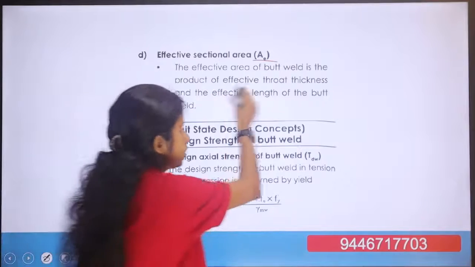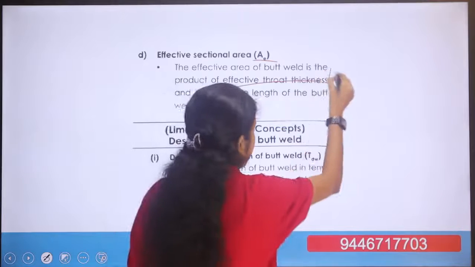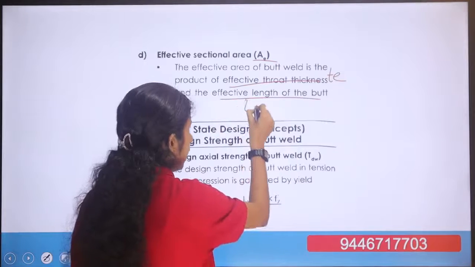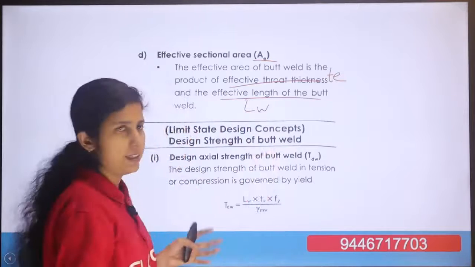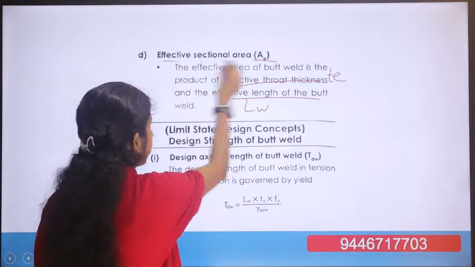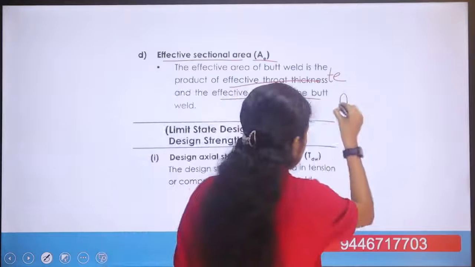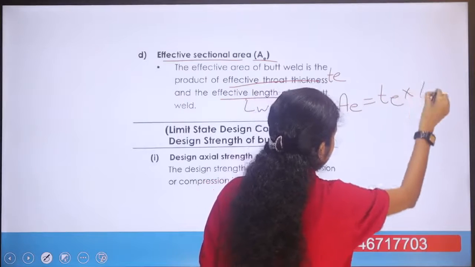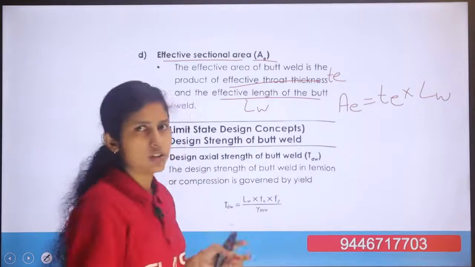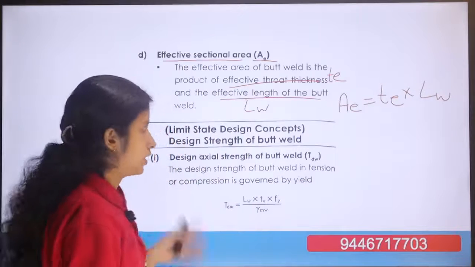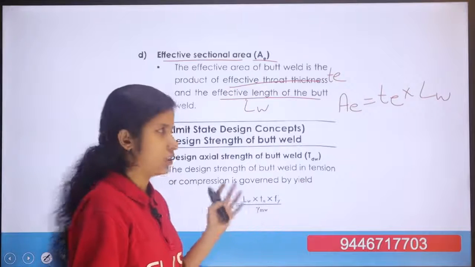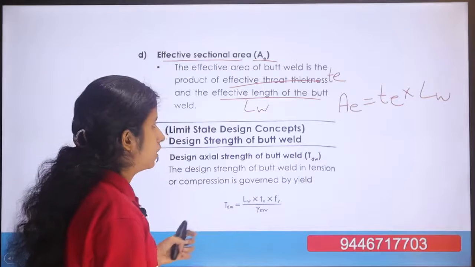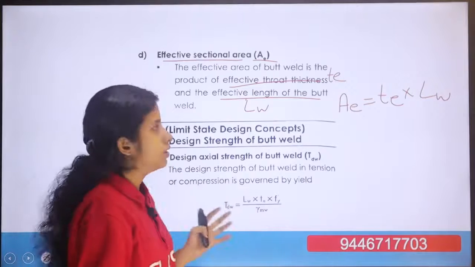So the effective throat thickness is represented as TE, and the effective length of the butt weld is represented as LW. So AE, the effective cross-sectional area, is equal to TE into LW. Effective sectional area is equal to throat thickness TE into effective length of the butt weld LW, the product of TE and LW.